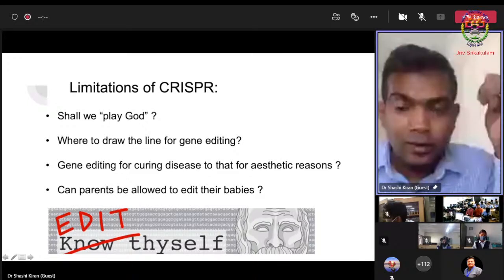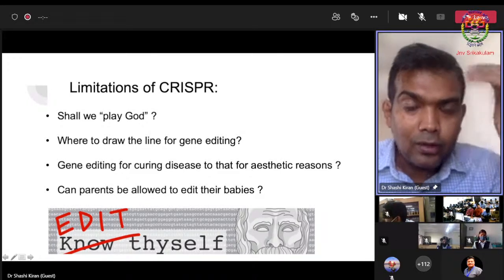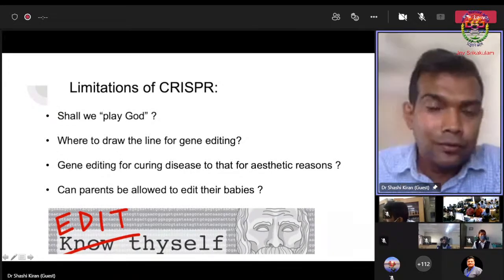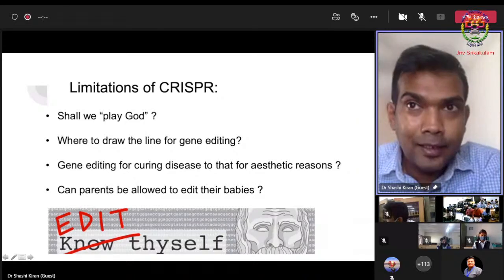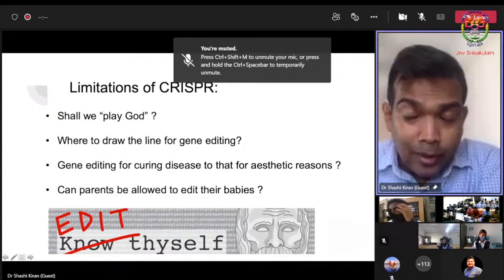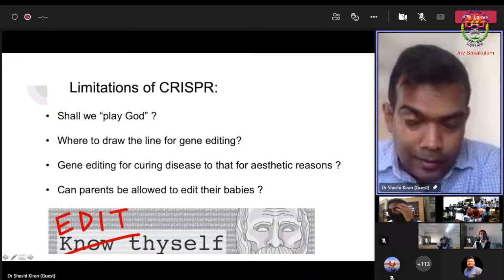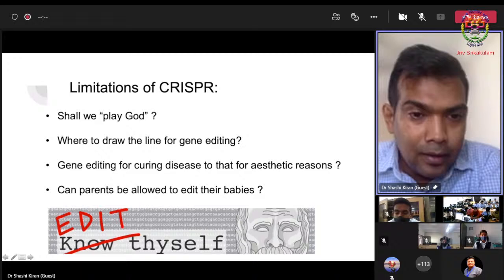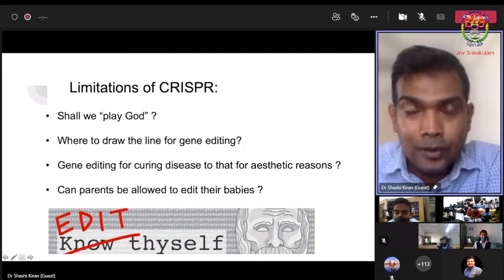So it's a debate going on, and how far should we allow that? That's limiting the use of CRISPR presently in humans. But I will just show you in the next slide where it has been used and how it is still useful. And also, can parents be allowed to edit their babies, which is still to come?